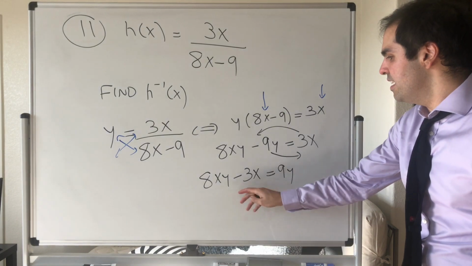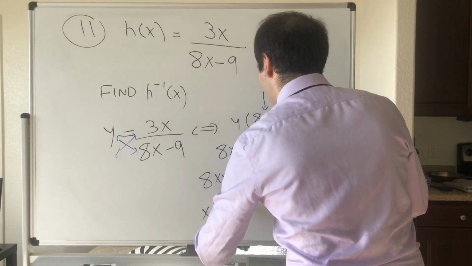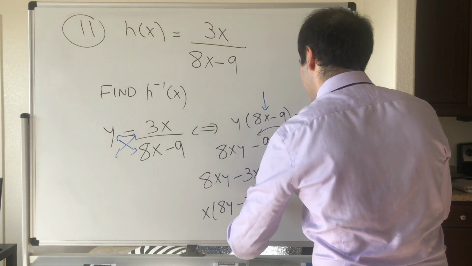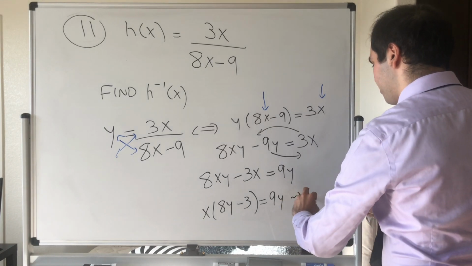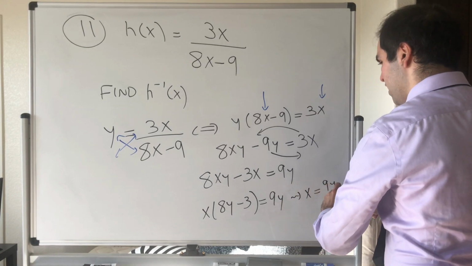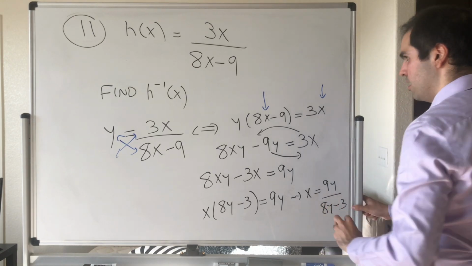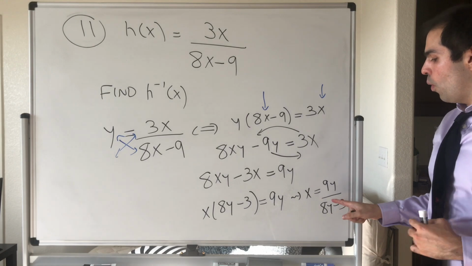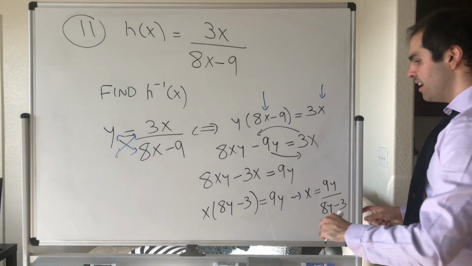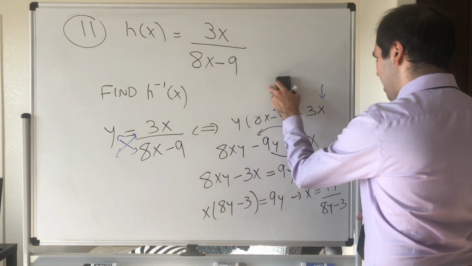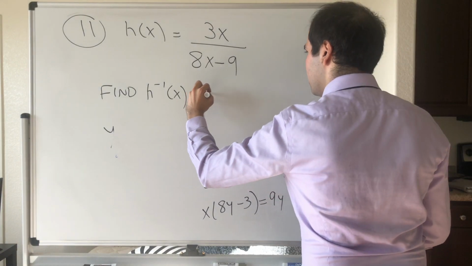And the nice thing is, x factors out. So x times (8y minus 3) equals 9y. And that tells you that x is 9y over (8y minus 3). But since you want h inverse of x, you just replace y with x, and you get, I believe, 9x over (8x minus 3).